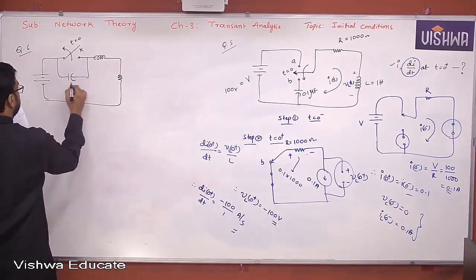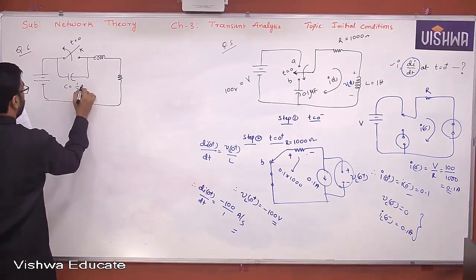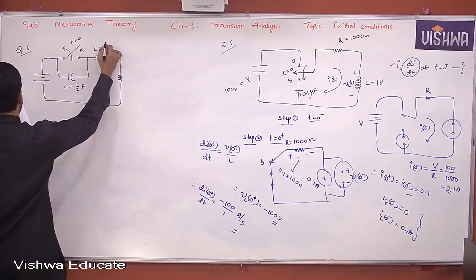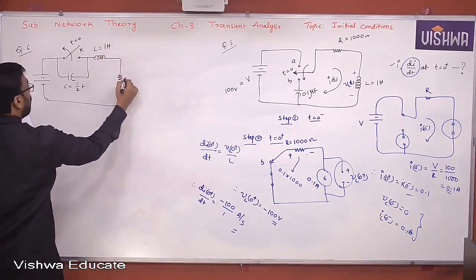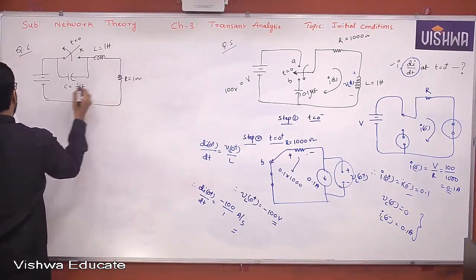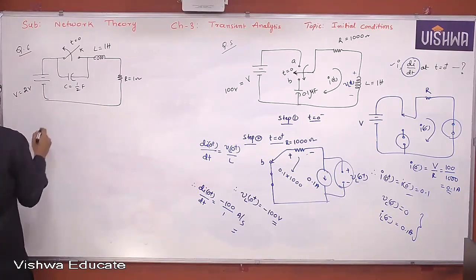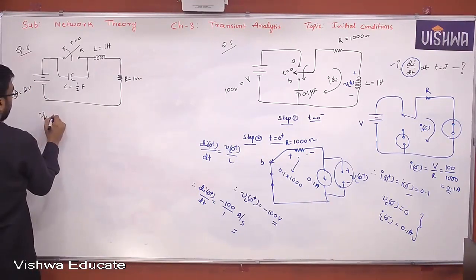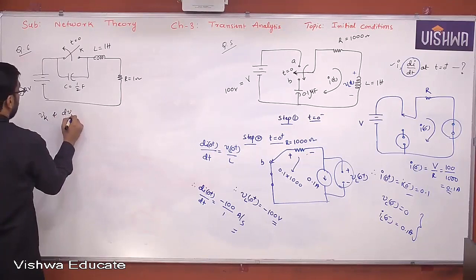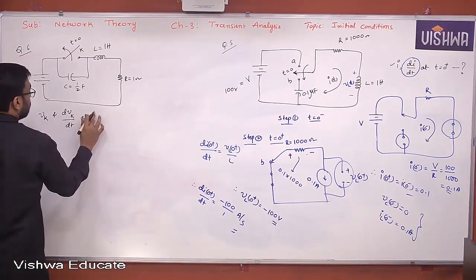Okay. The C value is given as 1/2 farad. The L value is given as 1 henry. The R value is given as 1 ohm. And this is the 2 volts voltage value. What is he asking actually here? Vk and dVk/dt at t equal to 0 plus.